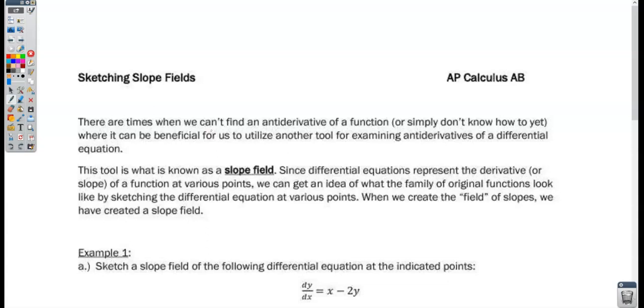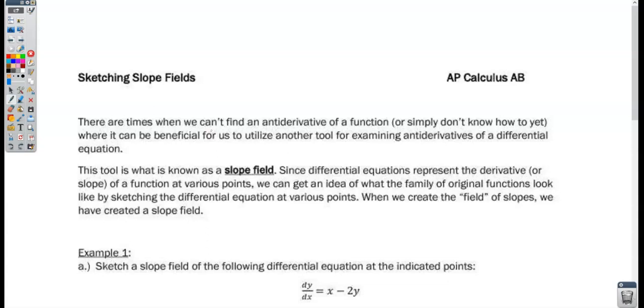But there are times where we can't find the antiderivative of a function, or we don't know how to do that yet, where it might be beneficial for us to use what's known as a slope field to help us analyze a particular differential equation. So, what is a slope field? Well, it's a field of slope.